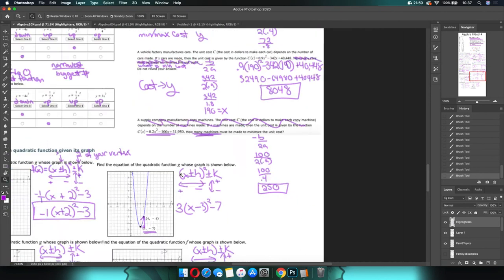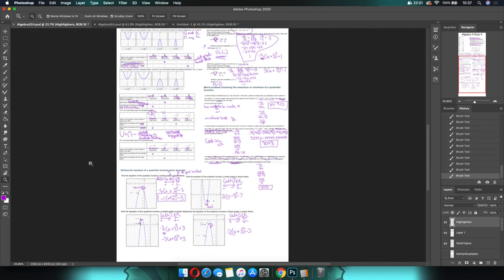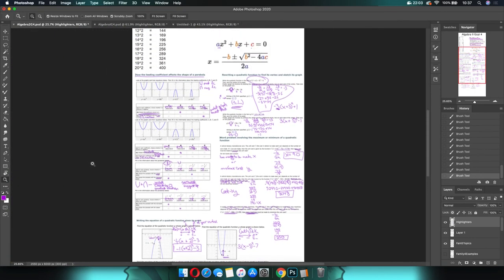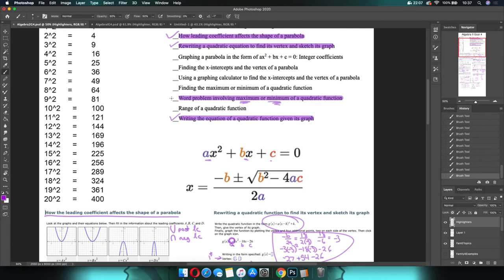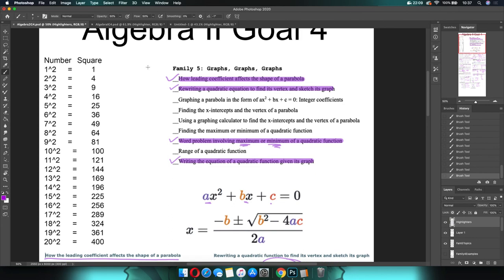Look at all of the math we did for the last 20 minutes. Not bad. So that is all the topics that we have for today, and that's also the last of the topics for this particular family. I'll have another set of family topics loaded up for the next one. There's a lot of topics still to cover for Algebra 2 Goal 4.